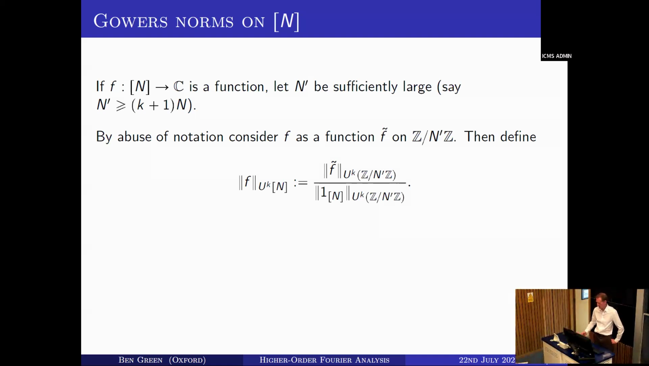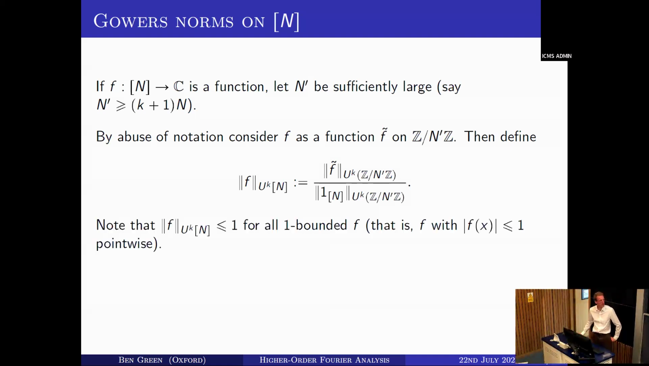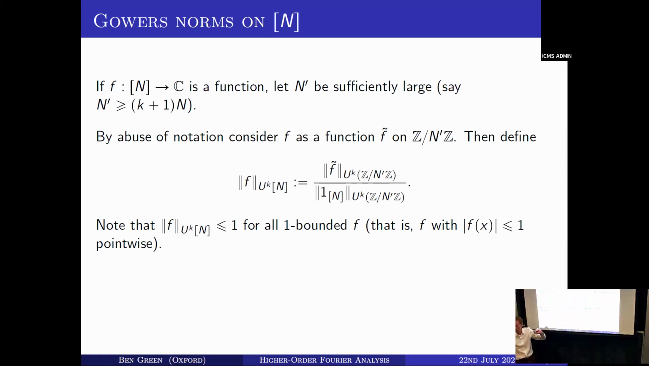And the reason you do that is so that you get to say, if you've got a 1-bounded function f, then its Gowers norm is bounded by 1. And equality can occur. I think that's clear. If I take f to be just the constant function 1, then equality occurs.